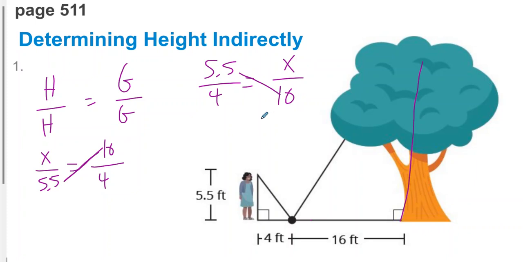So I would do 16 times 5.5, or in this case, I will just multiply each side by 16 to get them to cancel. So the 16 times 5.5 divided by 4, so in this case, x is 22. So you set up a similar proportion, either way you want, and solve for the height of the tree.